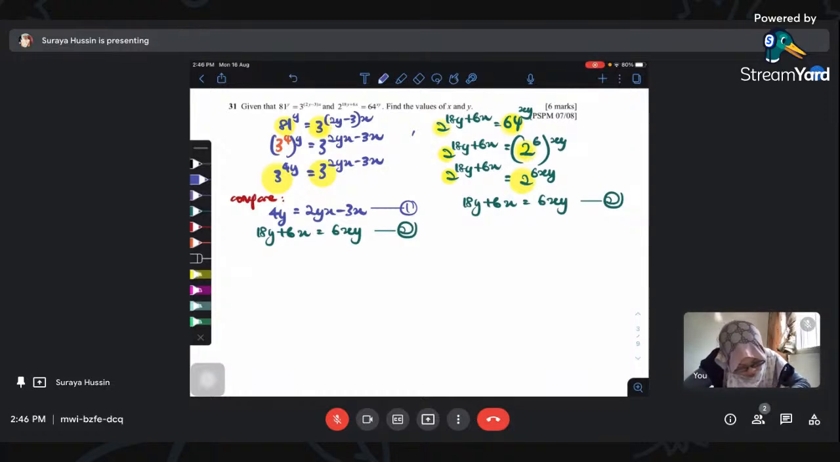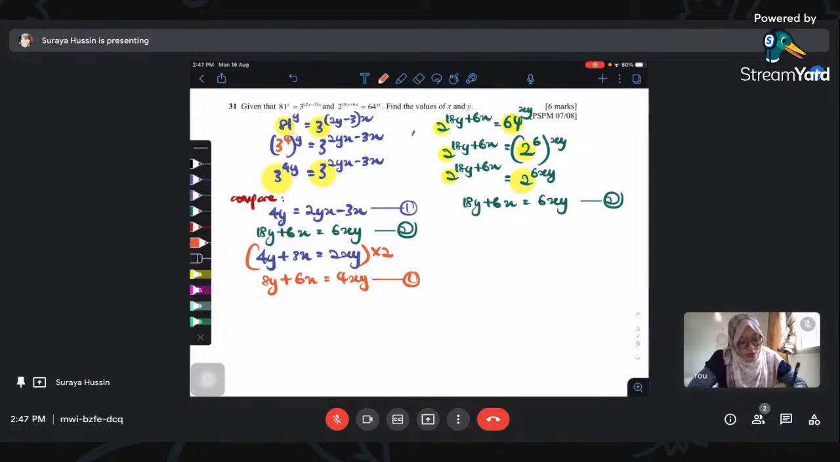Okay, so I gotta rearrange it first. 4y plus 3x is equal to 2xy. And then I times this by 2. I will get 8y plus 6x equals 4xy. And then this will be my equation, my new equation lah. Equation 1 yang baru. Okay, equation 1 yang baru yang telah didarabkan dengan 2.